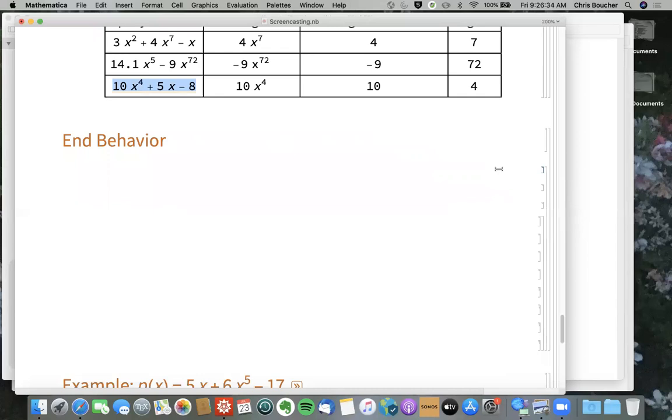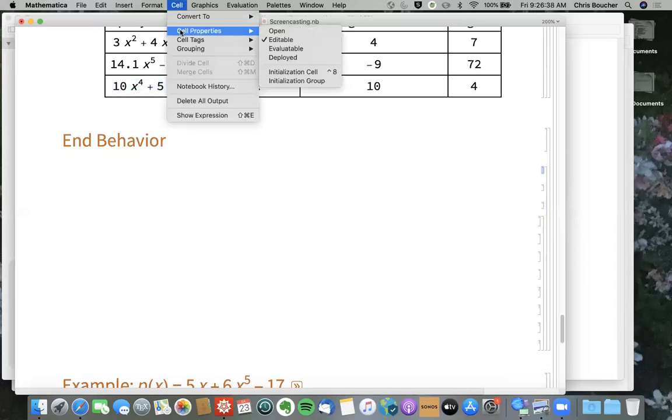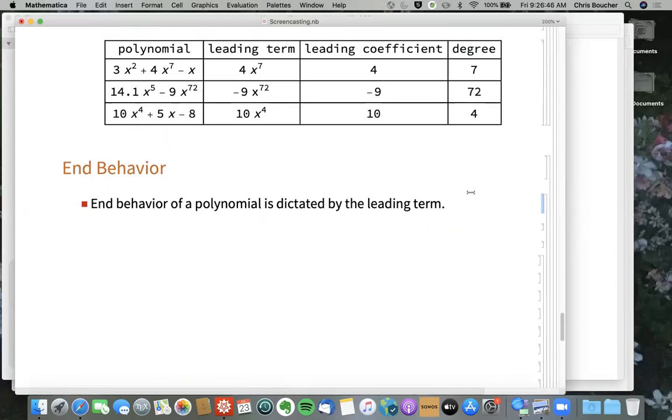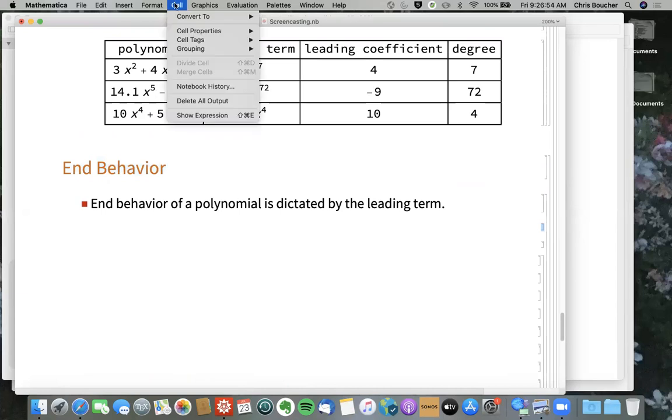Okay, a word about end behavior of polynomials, and then I think we'll call it enough for this video. The key fact about a polynomial is that end behavior is dictated entirely by the leading term. So there's more to the polynomial than that, but if all we're interested in is end behavior, then we can ignore everything except the leading term.